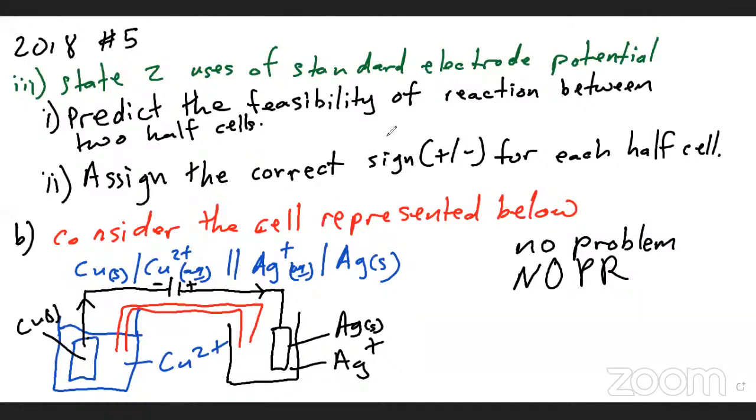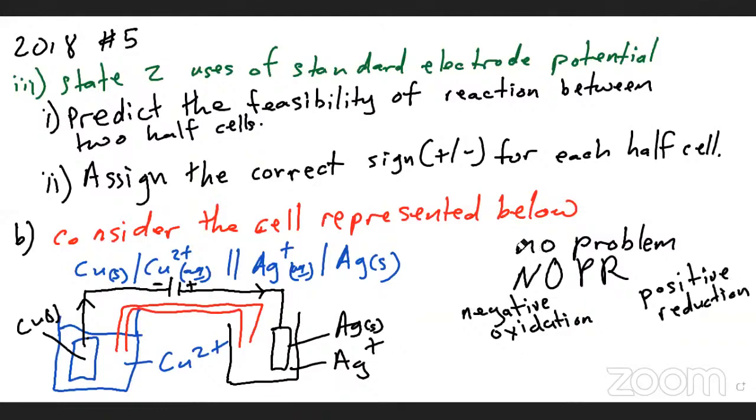As was said, the most negative is oxidized. So NO: negative, oxidized. And PR: the most positive is reduced. You can look at the E naught values and assign which one is being reduced and which one is being oxidized based on this. So negative is for oxidation, positive is for reduction. Right, so I'm going to put that as well. NOPR: negative oxidation, positive reduction. I also have an OIL RIG.